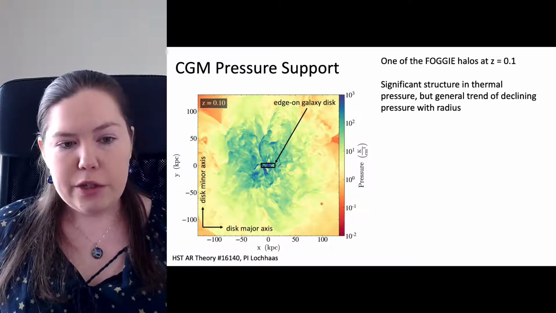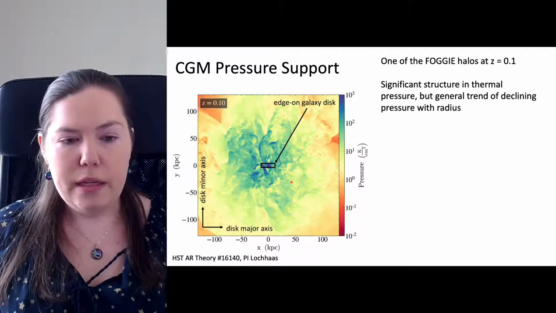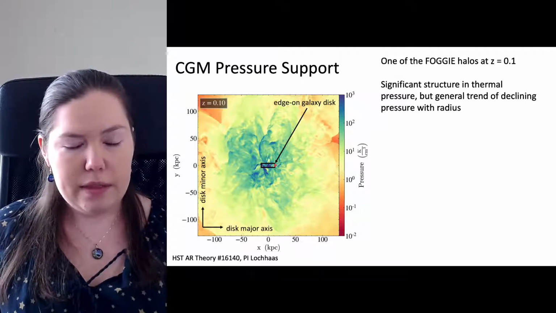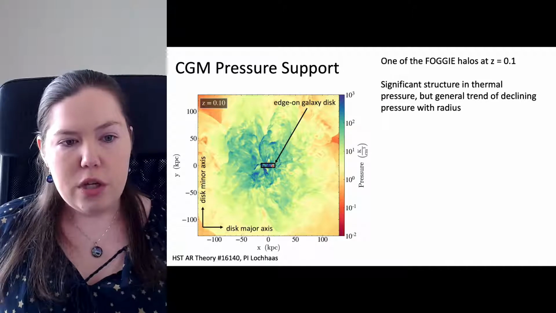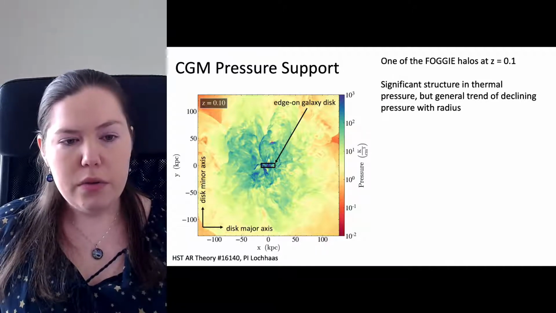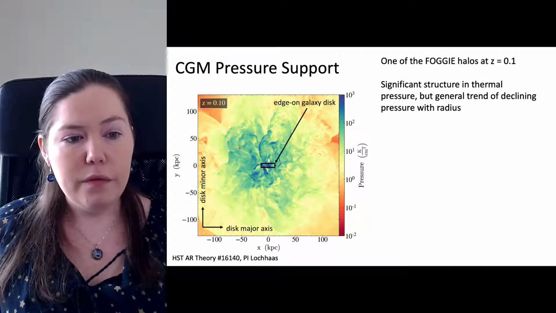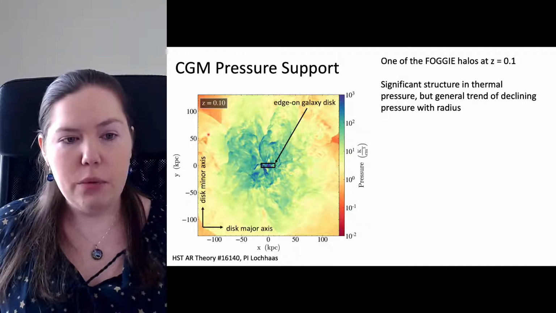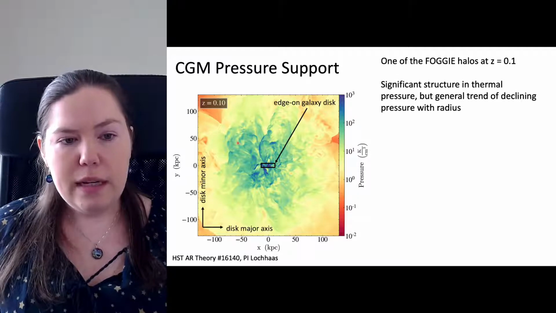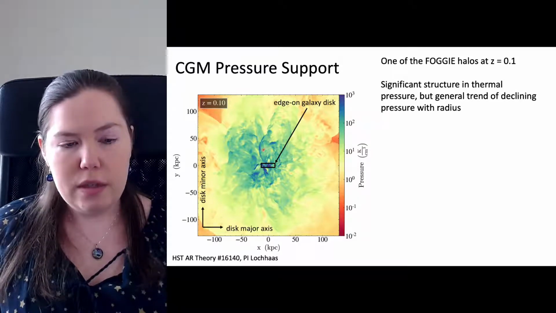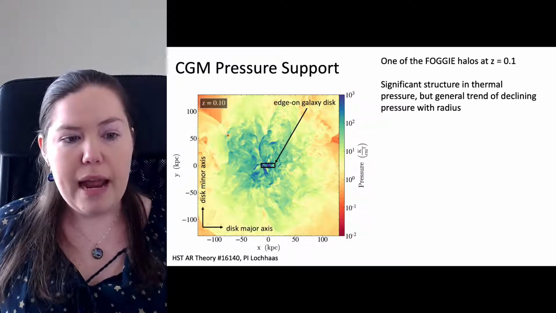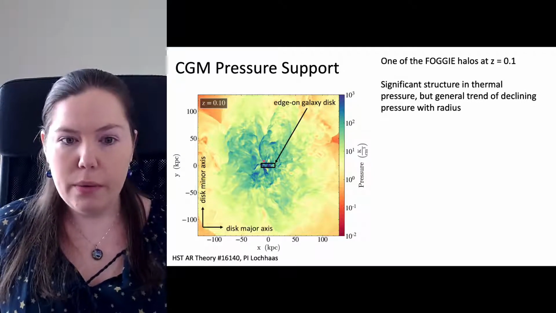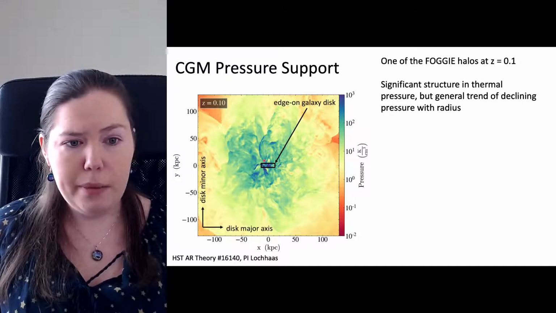So if we look at the thermal pressure of the gas in one of the FOGGIE halos, with the galaxy disk edge on at the center here, we do see that in general, the thermal pressure is higher close to the central galaxy and decreases the further away you move from that galaxy, which is what you would expect from hydrostatic equilibrium. However, there is still significant small-scale changes in the thermal pressure at any point within the halo that indicates that perhaps there's something a little bit more going on here than just a simple hydrostatic equilibrium.